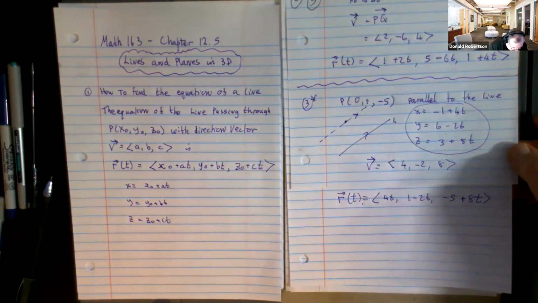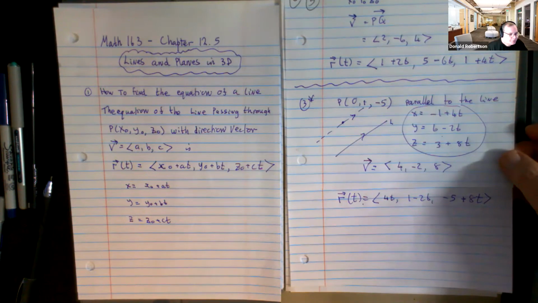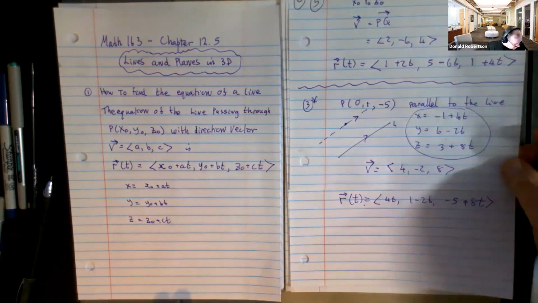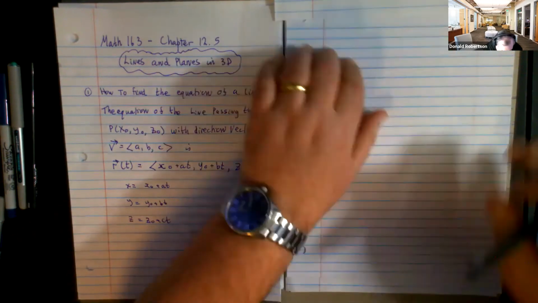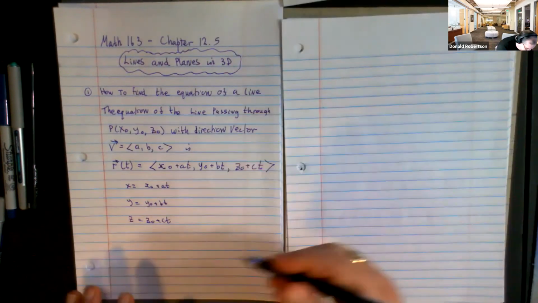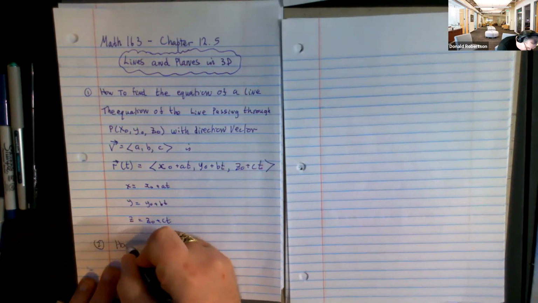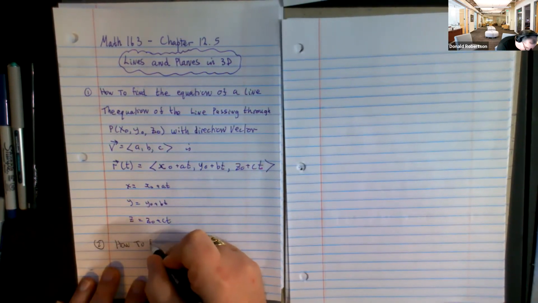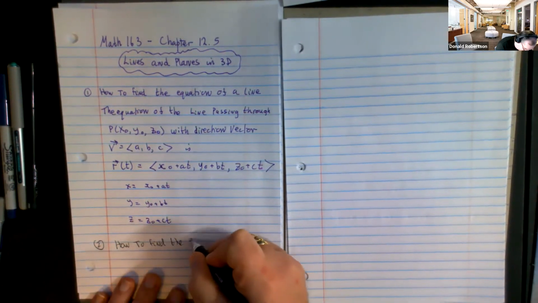I think that's all I need to do right now on finding the equations of lines. I'm going to be doing other examples, but right now that's as far as I'm going to go. And now we're going to look at how to find the equation of a plane.